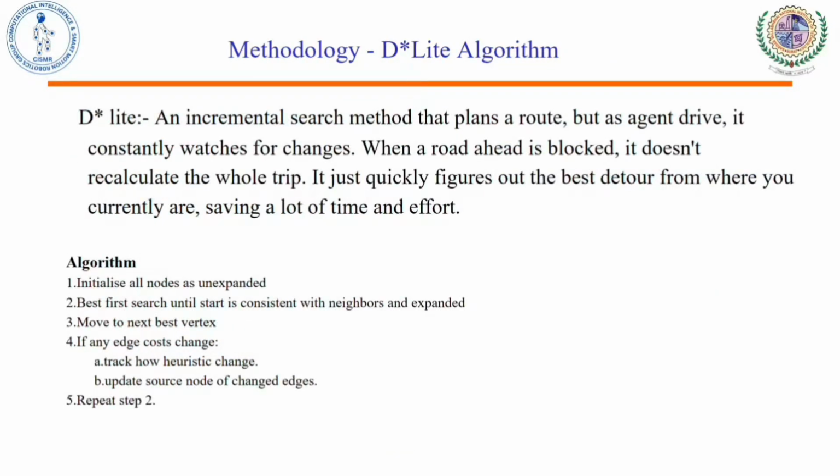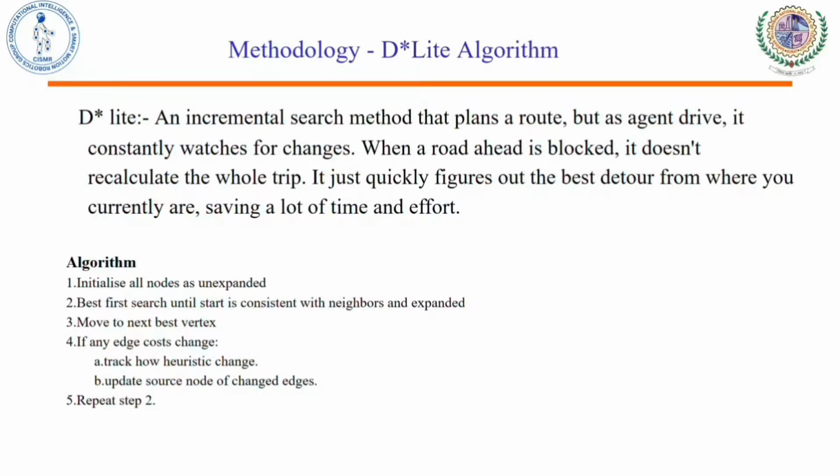Here comes the D* Lite algorithm. It is an incremental search method that plans a route. But if some obstacle arrives or the path weight changes, it updates from there only, unlike A* that will reroute from the start to the goal. D* Lite updates its path cost on the fly and reroutes from there only, saving a lot of time and effort. So the algorithm is simple.